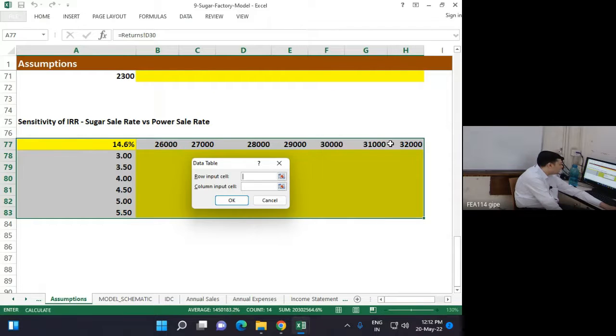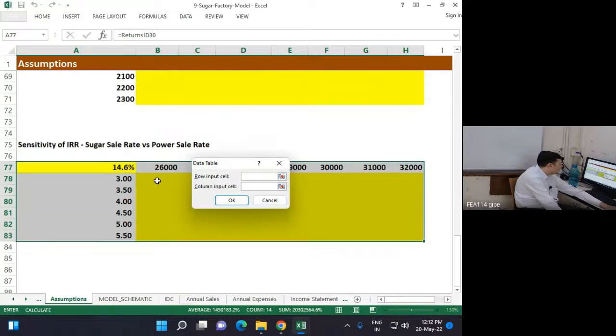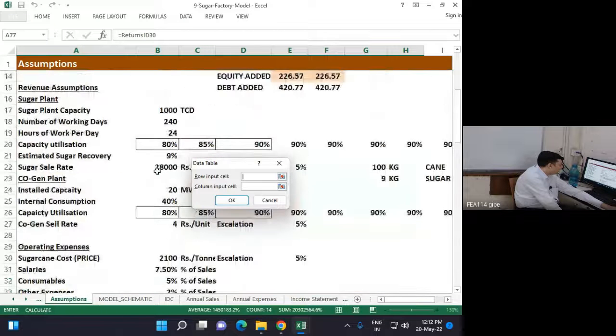So this sugar sale rate in the model, the key assumption is in cell number B22. So in the row of the table, you will put B22. And in the column of the table, we will put B27, which is the electricity price. So that's why I just wanted to show one data table. Then you can make n number of data tables.